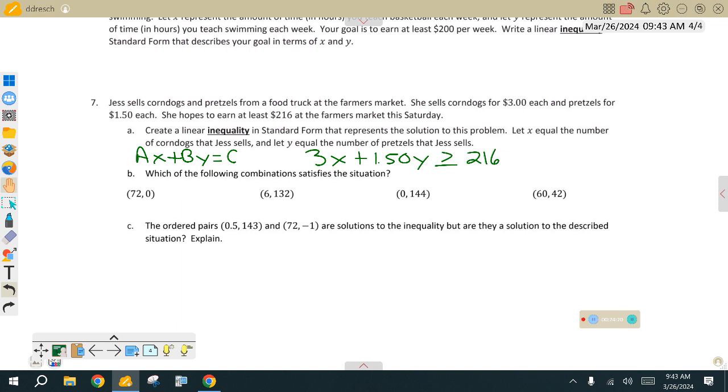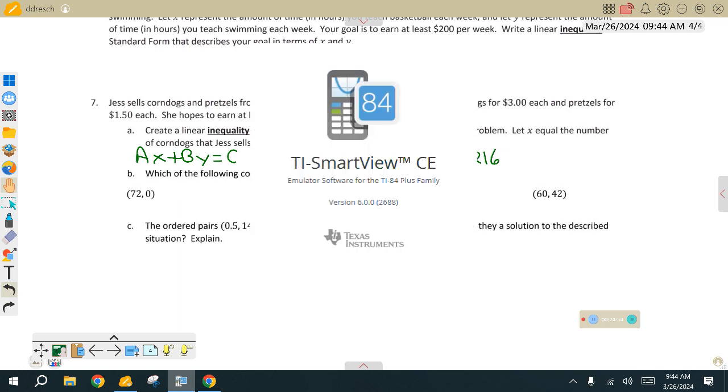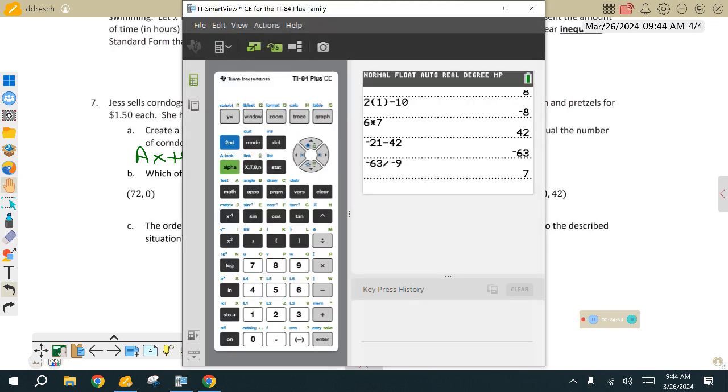Now, here are some combinations that might get her to that $216. Which of those combinations is going to get her there? I lied to you earlier. I said you didn't need your calculators, but actually we kind of do here. So what is that first combination, 72, 0? What does that mean? She sold how many of what, and how many of what? Yeah, she sold 72 corn dogs, and it was a bad day for pretzels. She sold 0 pretzels.